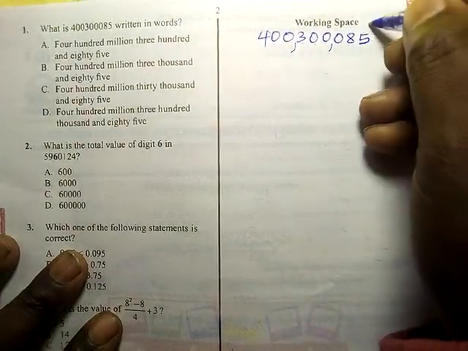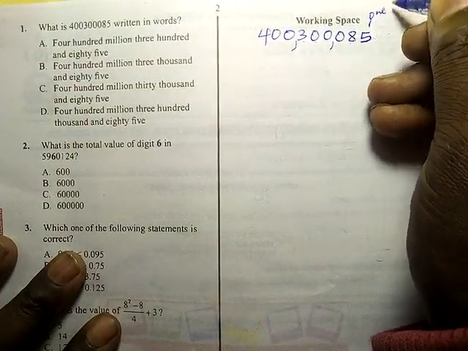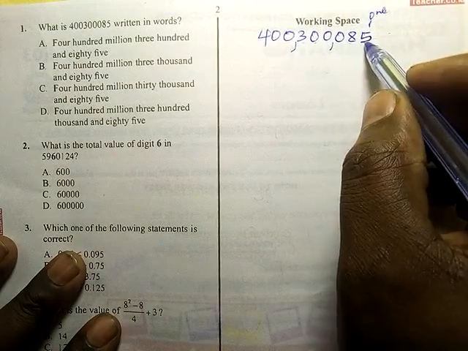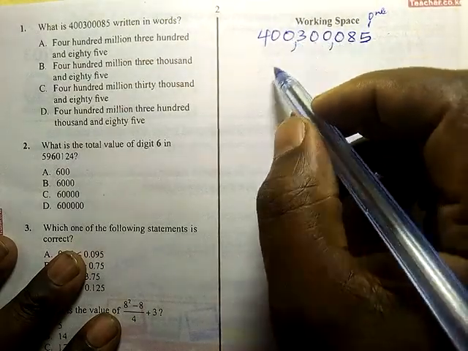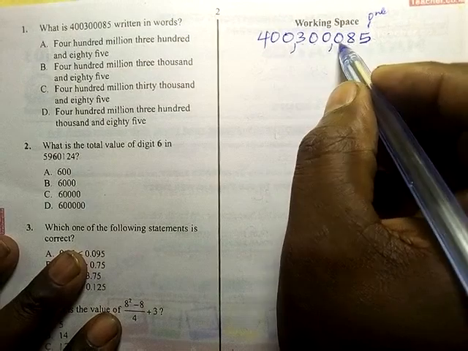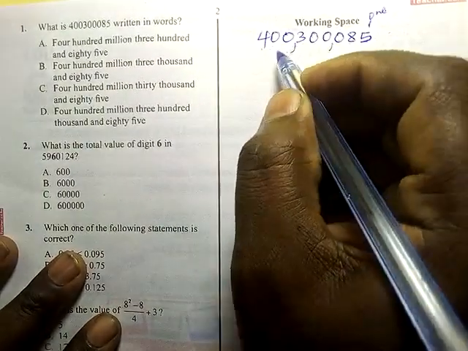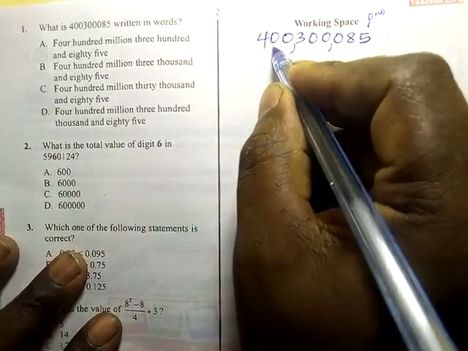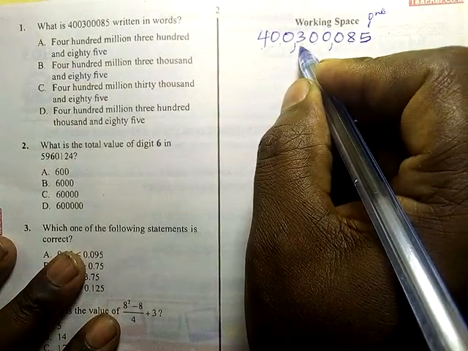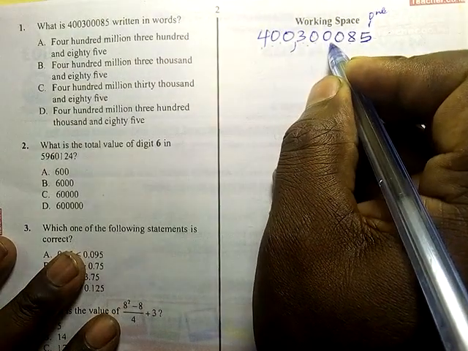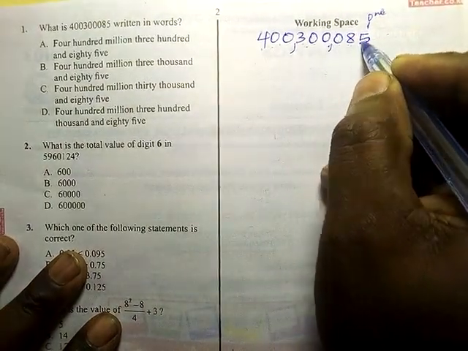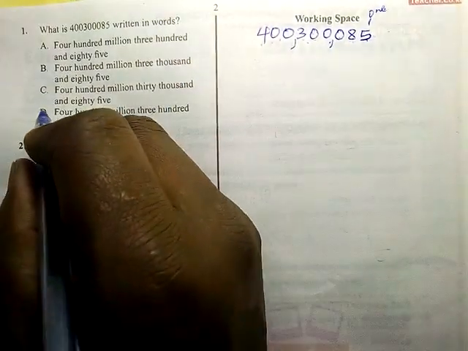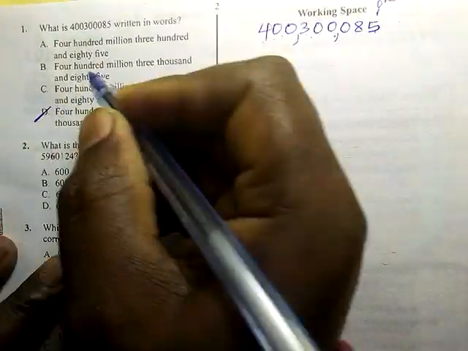So you start from where? Here we have ones, so you start from the ones side, 1 2 3 comma 1 2 3 comma. Now these numbers you can see it reads as 400 million, 300,085. So you can see that the correct answer is D.